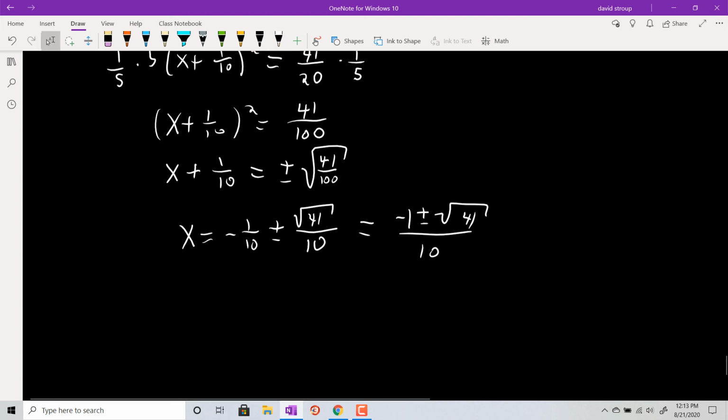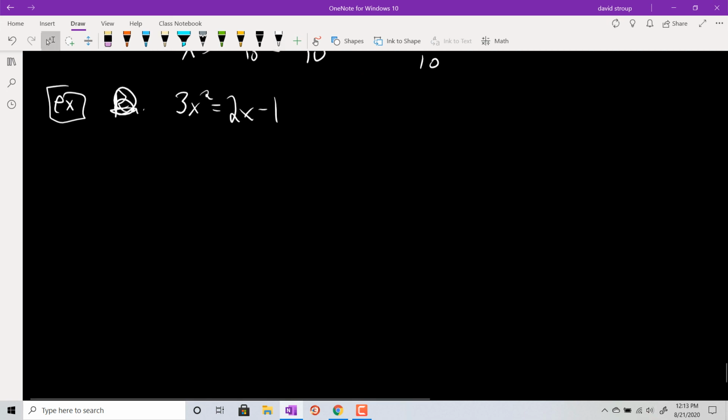Let's just look at one more example in here, and then we'll go on to radicals. This is kind of a long section. We have 3x squared equals 2x minus 1. And then I'm going to move the 2x over and move the 1 over. I'm not going to be able to factor that.